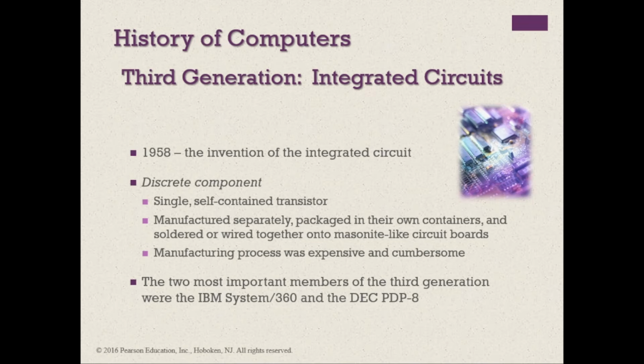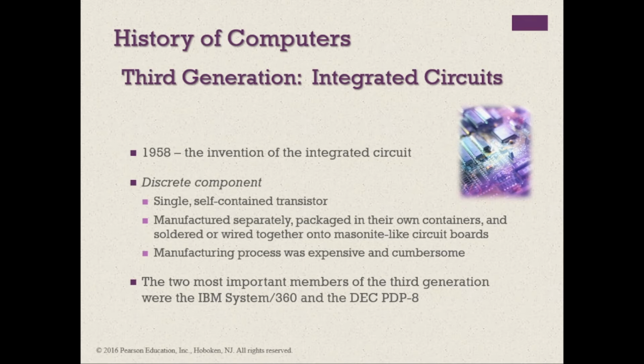So in 1958 came the achievement that revolutionized electronics and started the era of microelectronics: the invention of the integrated circuit, or the IC. It is the integrated circuit that defines the third generation of computers. In this section, we provide a brief introduction to the technology of integrated circuits. Then we look at perhaps the most important members of the third generation, both of which were introduced at the beginning of that era. The IBM System 360 and the DEC PDP 8.